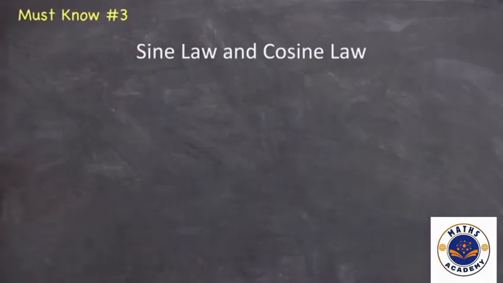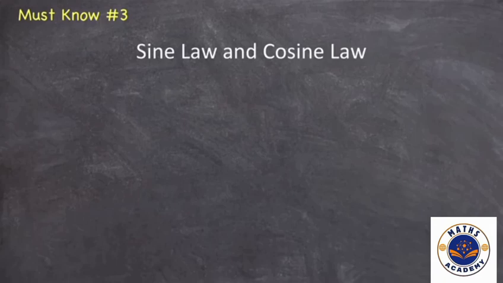Must know number 3, sine law and cosine law. Now, not all triangles you work with are going to have a 90-degree angle. If they don't, the only way you'll be able to solve for a missing side or angle is by using sine law or cosine law.